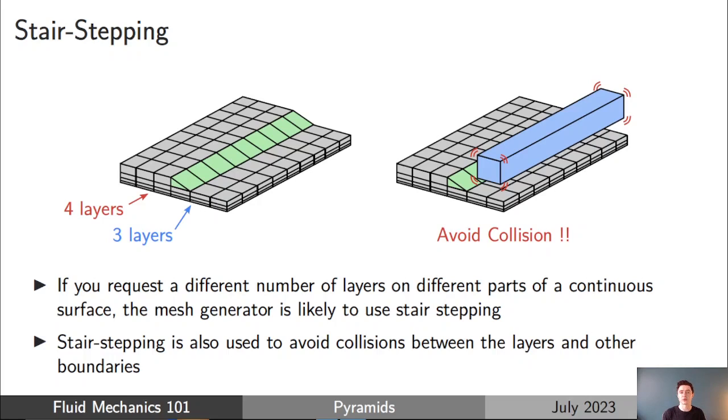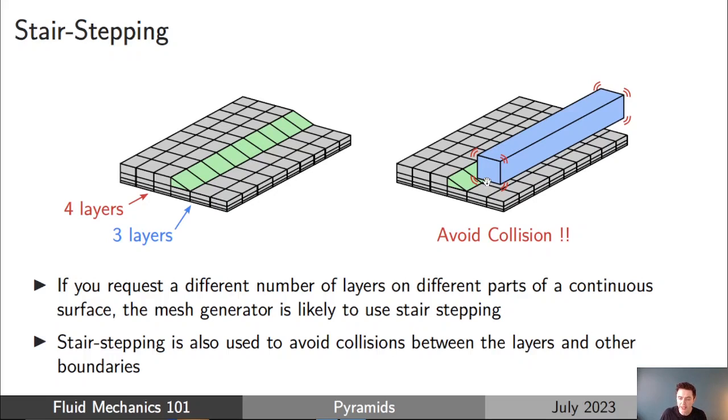This same thing can also happen if you have a corner. If you're going around a corner in the domain, it's still a continuous surface, but if you request a different number of layers on one part, say 4, and then 3 layers on the other part, the only way to transition between those layers without having that exposed quadrilateral face for generating a pyramid is to use a wedge and to slot a wedge in there. So that's a really common way that stair-stepping will be used.